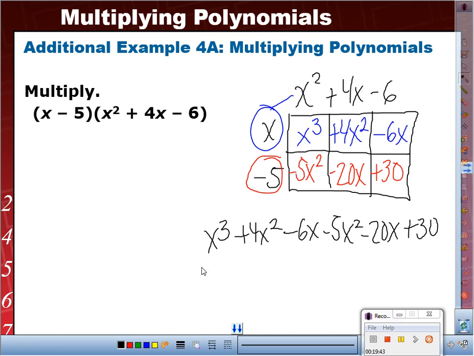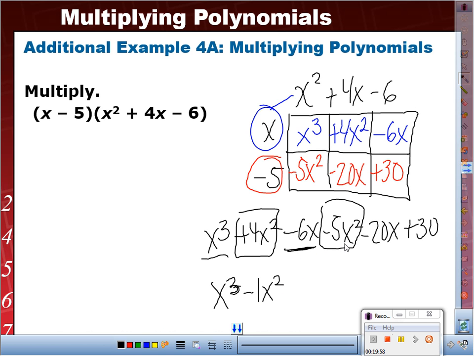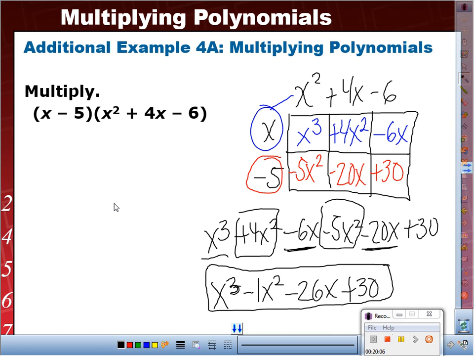Let's see. Do we have another x cubed? No. I bring that down. x cubed. Do we have another x squared? Yes. So what is negative 5 plus 4? Negative 1x squared. Then I got negative 6 and negative 20. What is that? Negative 26x, and at the end, plus 30. And that's how you do those.